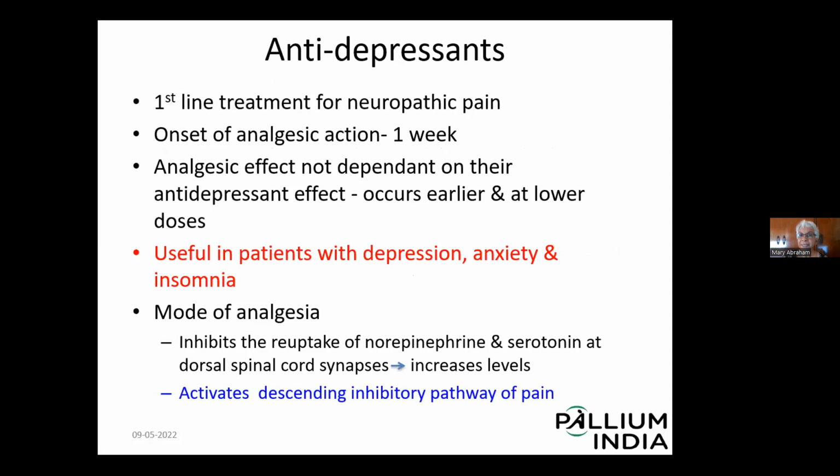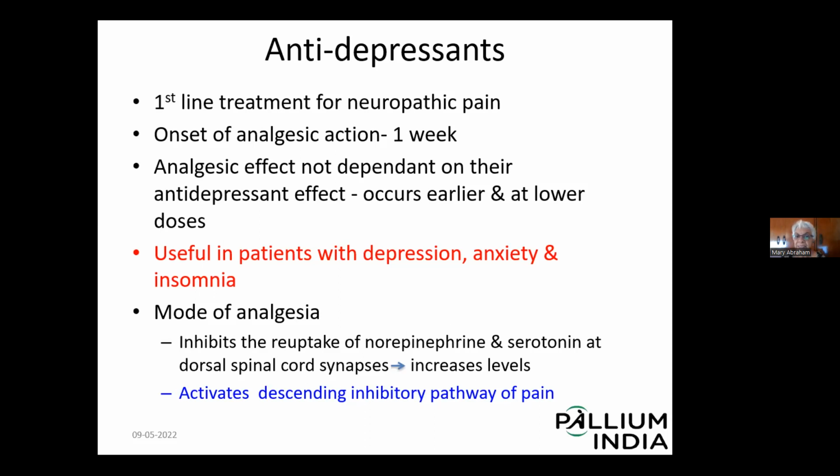Now, coming to the antidepressants. This is also a first-line treatment for neuropathic pain, just like anticonvulsants. But the onset of analgesic action takes up to a week. And the analgesic effect is not dependent on the antidepressant effect. It occurs earlier and at lower doses as compared to the antidepressant effect. Now, when we give antidepressants for patients with pain, particularly cancer pain and chronic pain, it is very useful to treat the coexisting depression, anxiety, and insomnia that many of these patients suffer.